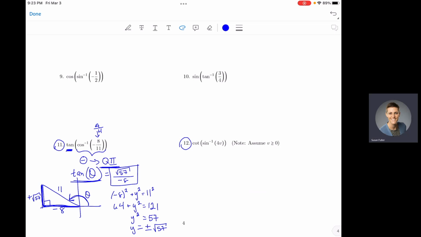So that's how you want to do these. If it doesn't live on the unit circle, just draw a triangle. Make sure you put it in the correct quadrant and that you're careful with your negatives.